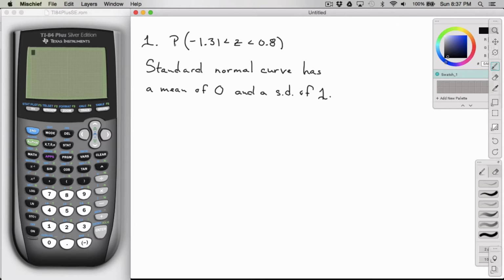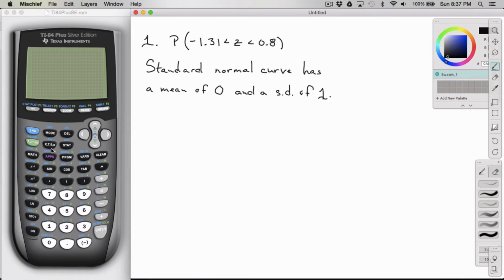In the first problem, we're going to use our calculators to find the probability that z is between negative 1.31 and 0.8. So here's what we do. On the left-hand side of the screen here, I have a TI-84. There's various models of this calculator, but the directions that follow also work for the TI-84s and the TI-83s.